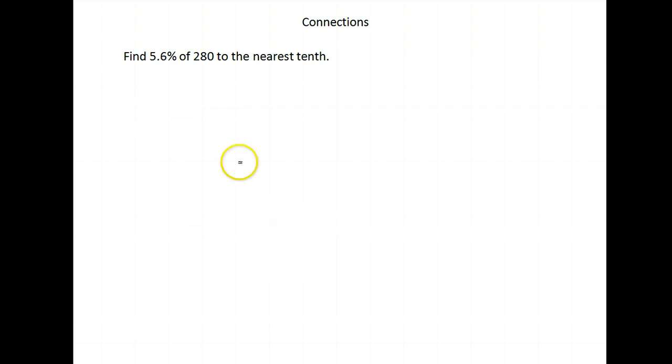All right, find 5.6% of 280 to the nearest tenth. We need to move our decimal 2 places to the left. The word of means multiplication, so essentially here we're taking 0.056 times 280, and then we will round to the nearest tenth. Okay, we get 15.68, again rounded to the nearest tenth.